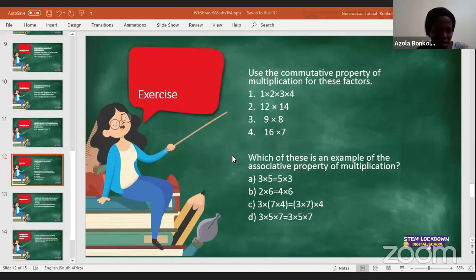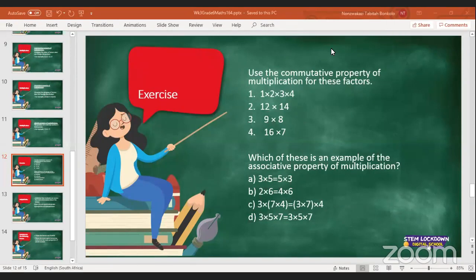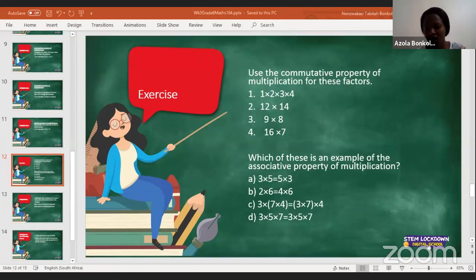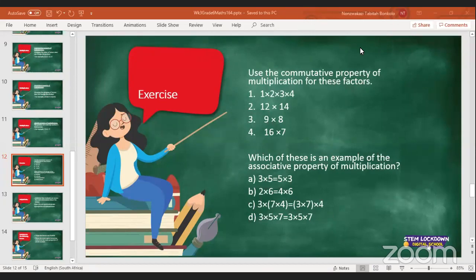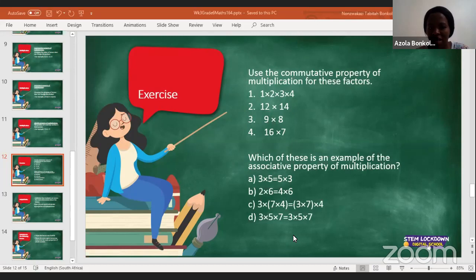You can just give the answers. Do we have any answers on the chat box? 16 multiplied by 7. Okay, I have a few with their hands raised up. 112. Yes, 112 is the correct answer.